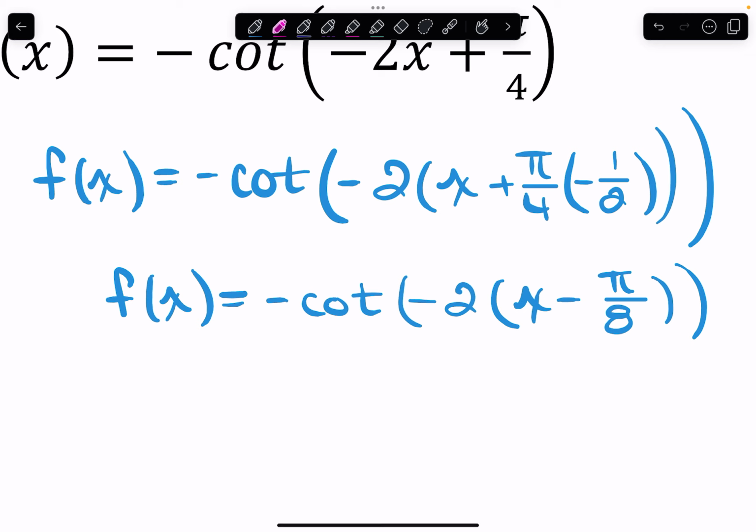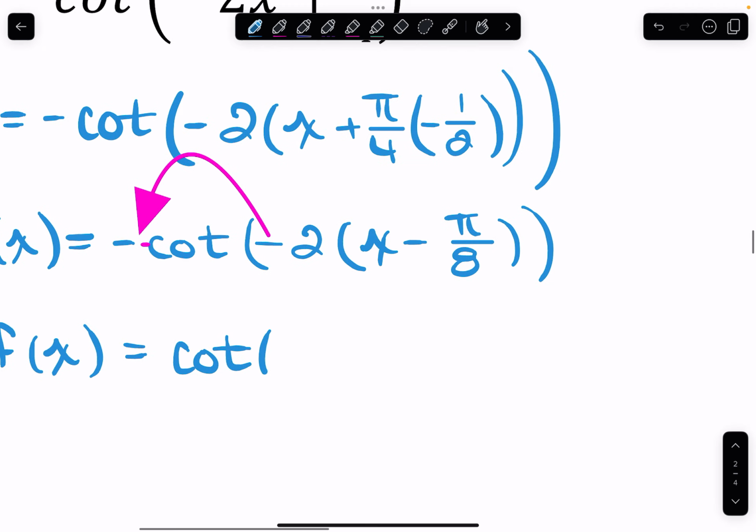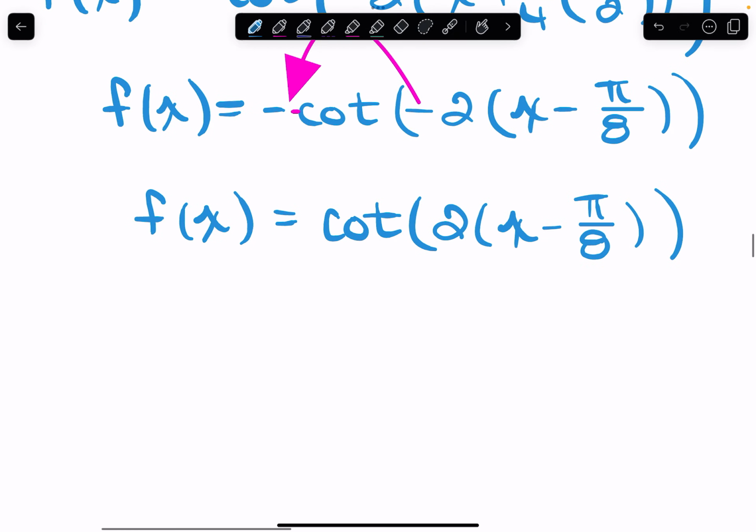All right, cotangent, negative inside. Cotangent, remember from our identities, is an odd function, so a negative inside bumps to the outside, but because there's already a negative on the outside, a double negative is going to give us a positive. So we will be graphing positive cotangent. All right, ready to go.